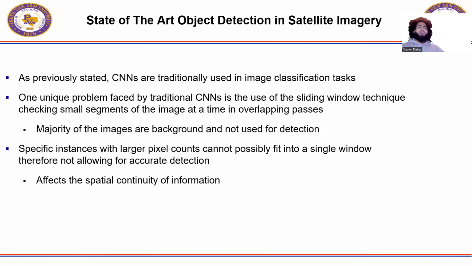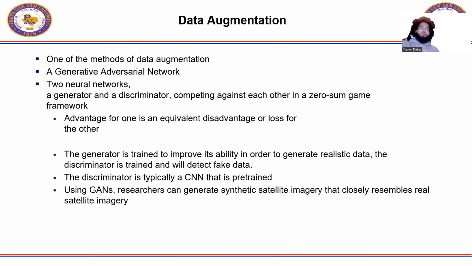Not to mention specific instances with larger pixel counts can't possibly fit into a single pass of the sliding window, therefore not allowing for accurate object detection. If you have a tanker that takes up 2,000, 5,000 pixels or something like that, that sliding window may only capture a fourth of that tanker and misidentify it because the window is not big enough, versus that window is perfect for a car that only has 16 pixels. And this ultimately just affects the spatial continuity of information, again harming the ability to infer appropriately.